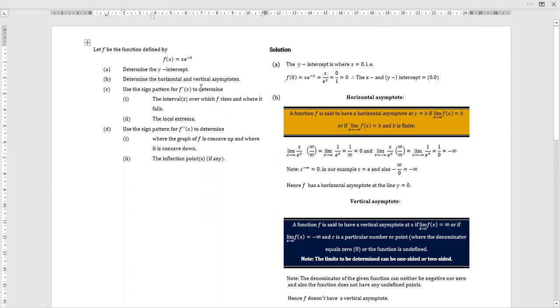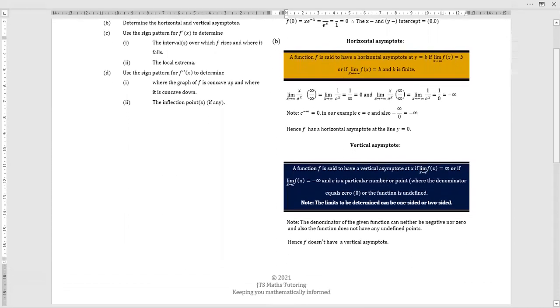Determine the horizontal and vertical asymptotes. So a function is said to have a horizontal asymptote at y equals b if the limit of the function f(x) as x approaches infinity is equal to b, or if the limit of f(x) as x approaches negative infinity is equal to b, and your b is finite.